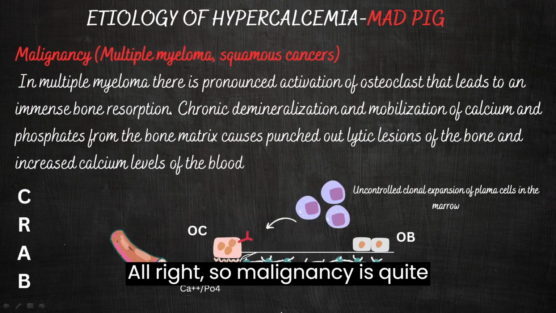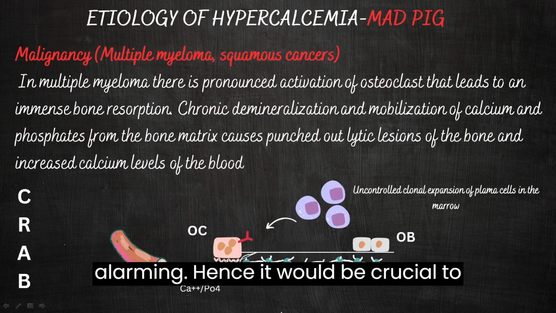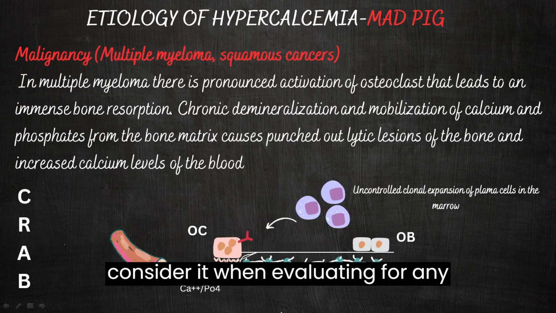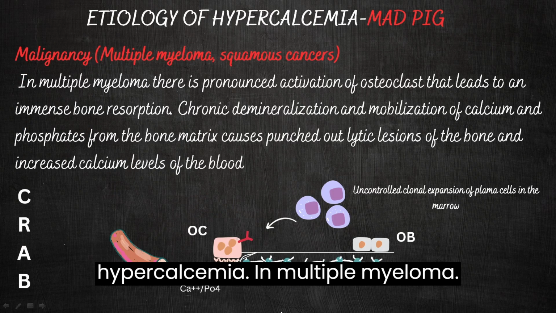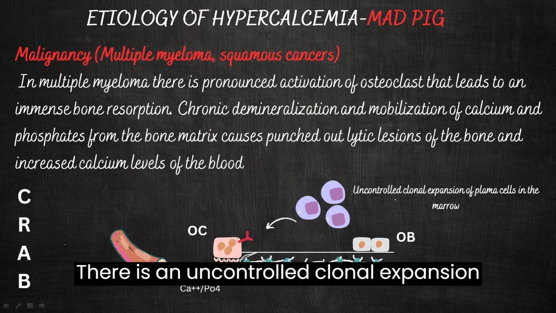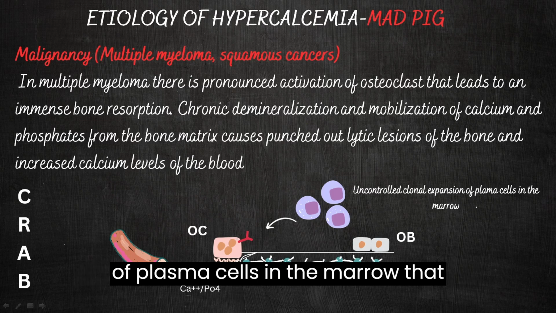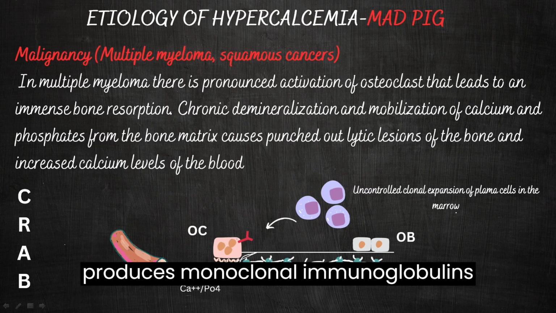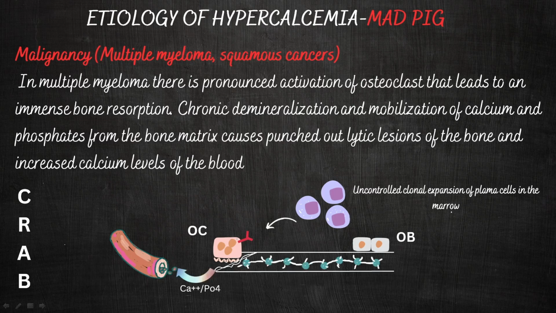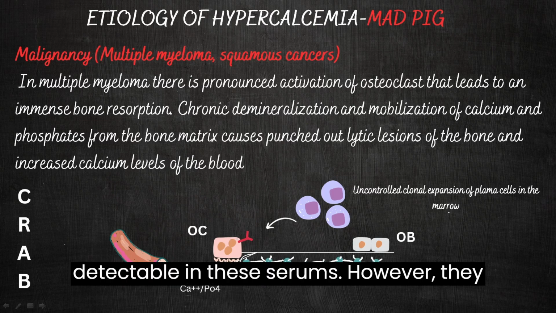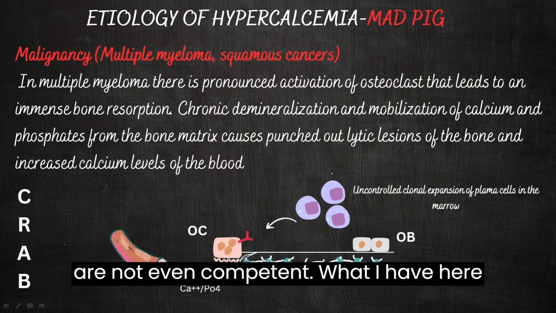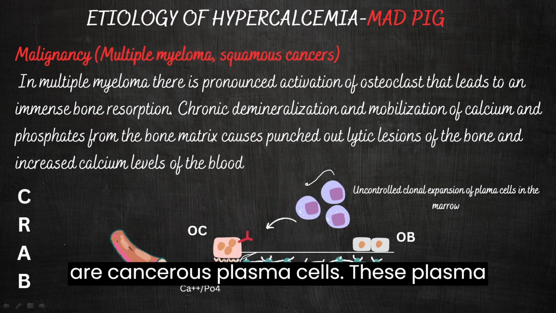Alright, so malignancy is quite alarming, hence it will be crucial to consider it when evaluating for any hypercalcemia. In multiple myeloma, there is an uncontrolled clonal expansion of plasma cells in the marrow that produces monoclonal immunoglobulins detectable in the serum. However, they are not even competent. What I have here are cancerous plasma cells.